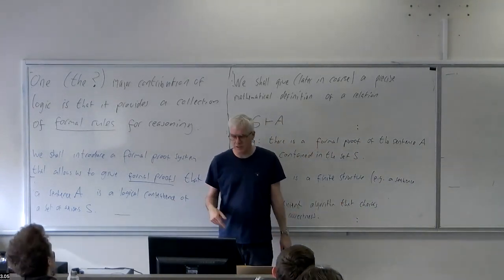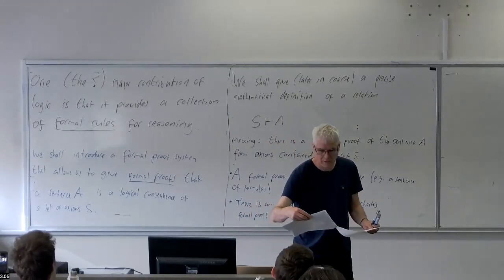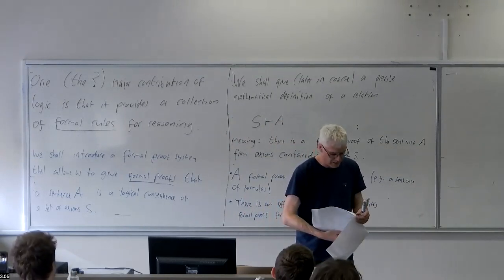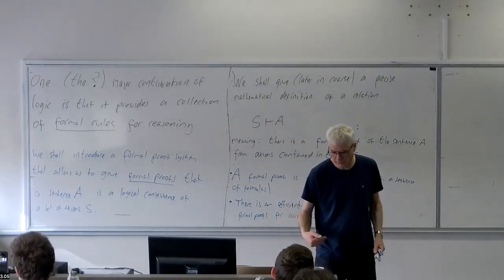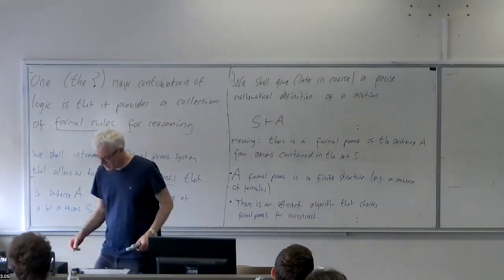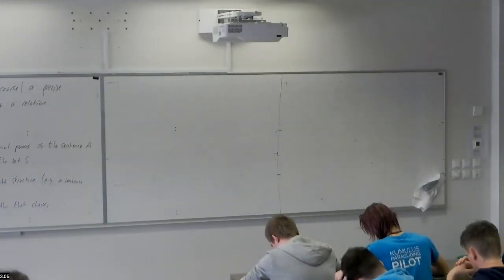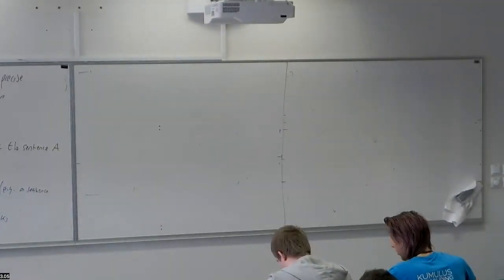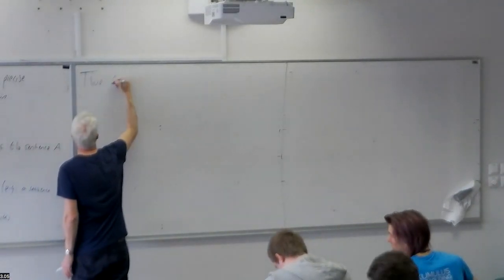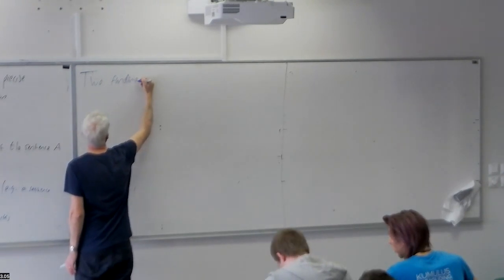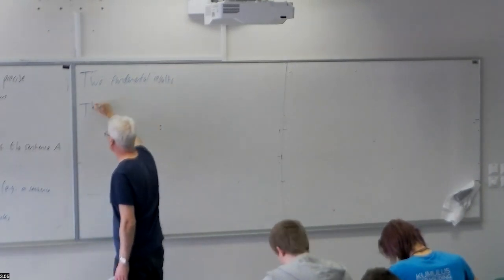So how does this notion of formal proof relate to what we've been discussing so far in the course? For this, there are two cornerstone results that relate the notion of formal proof to what we've already talked about today. So let me move the camera. There are two fundamental results. So one is called the soundness theorem.